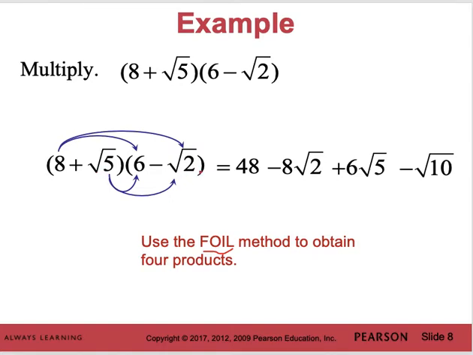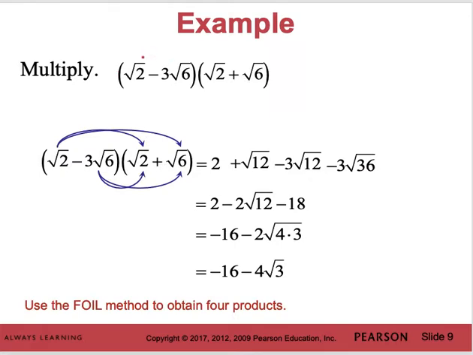5 times 2 would give us that radical of 10. 6 times the square root of 5, 8 times the square root of 2, and then we have one number that's a positive 48. And from here, we can ask ourselves, is there anything that we can combine? And in this case, no, because all of the numbers under the radical sign are different.